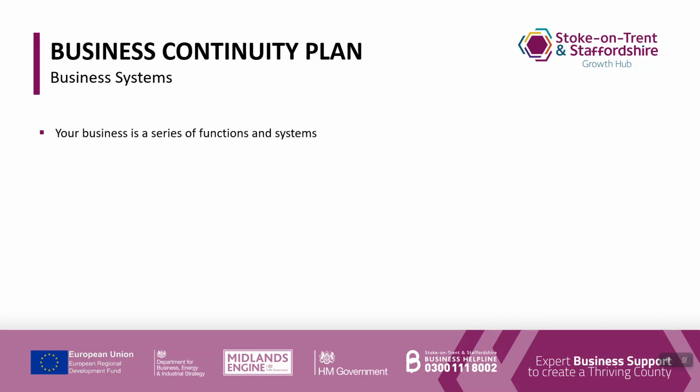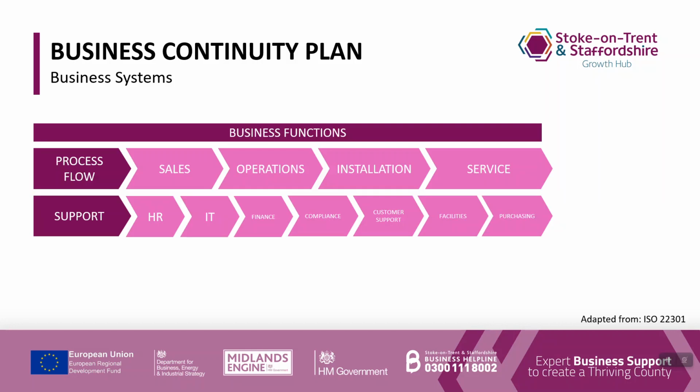So just to run right into it, business continuity planning basically starts by looking at your business as a series of functions. As we've got this diagram here, which is adapted from the ISO 22301, which deals with business continuity planning, we can see that there are various functions within the business. We have our main functions in sales, operations, installation and service. So these are the core activities that deliver directly to the customer. And then we have our support functions. So these are things like human resources, IT, finance, the usual things that feed into those primary processes on the top here.